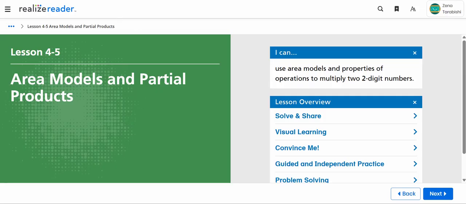Hello, fourth grade, and welcome to 4.5 Area Models and Partial Products. We're going to be continuing our previous lesson talking about area models, and now, of course, with 2 digits for each factor. You're using area models and properties of operations to multiply 2-digit numbers.